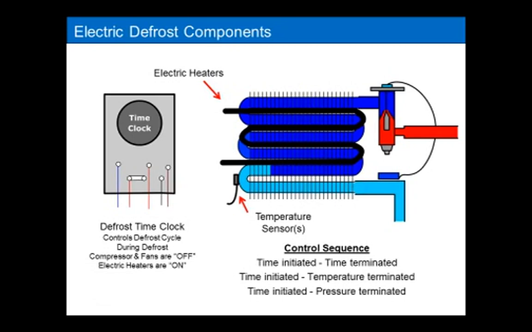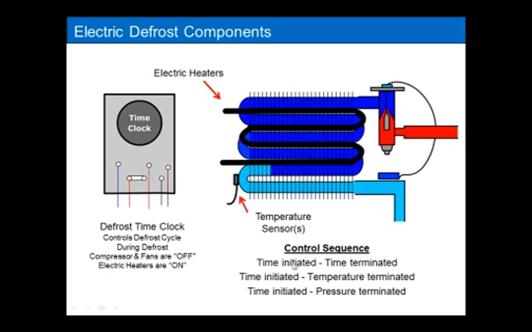And then when my coil temperature gets to a certain value, I terminate defrost and bring my compressor back on, then bring my fan back on, and go back into a normal operating mode. So time initiated, temperature terminated is a very popular method, the most popular method of defrosting these low temperature walk-in freezers and reach-in freezers. However, it's not the only way possible.